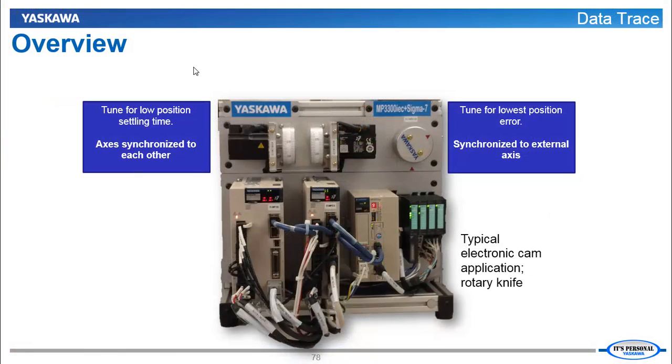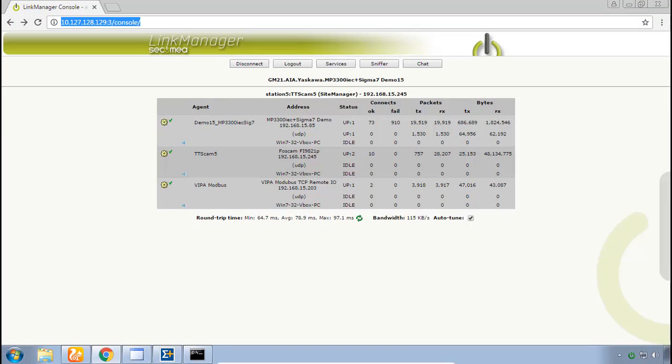And as we tune this demo, what I'd like to propose is that we tune the two motors on the left, x and y, to optimize for lowest position settling time. At the same time, I would like these axes to be synchronized with each other, so that if given the same command, they'll do the exact same move. On the other hand, let's have the motor on the right be tuned for the lowest position error. Maybe this is a camming or gearing, a rotary knife type of application, where perhaps this axis would be ultimately synchronized to an external axis that it must match exactly. And we will go through this process as we proceed through the different videos in this series of training on Sigma 7 tuning.